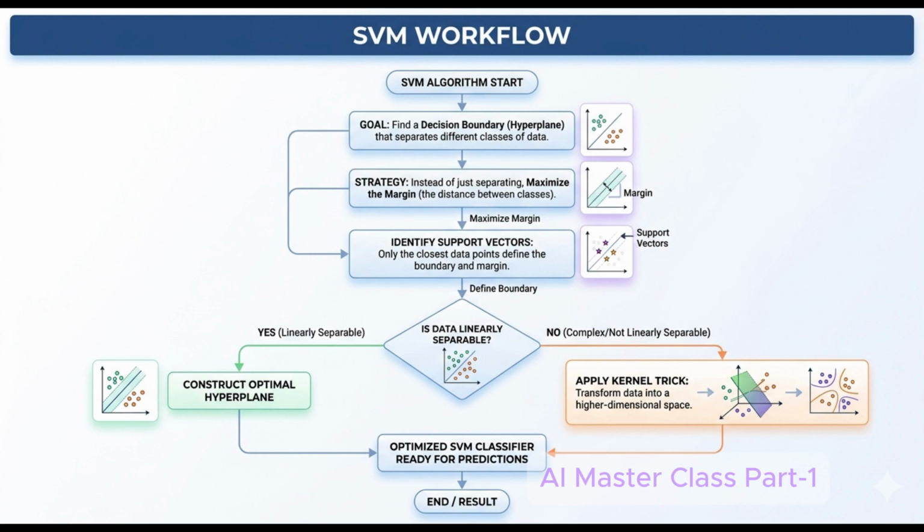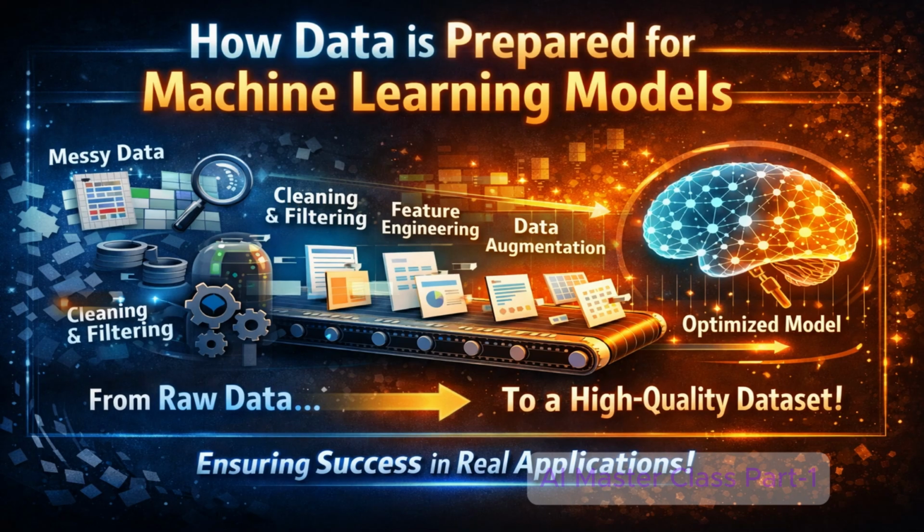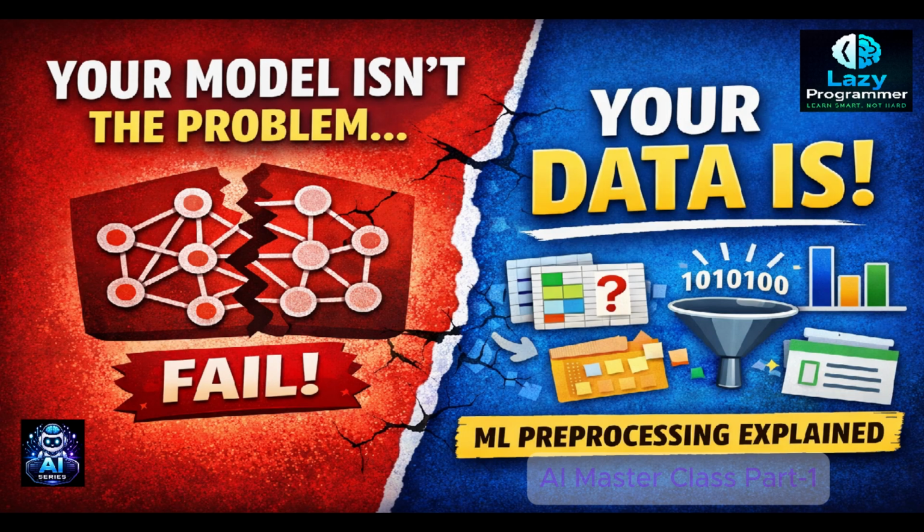Now, till this point, we have covered a wide range of algorithms, each one solving problems in a different way. But in real world scenarios, the model is only one part of the system. What actually matters is how the data is prepared before it even reaches the model, because even the best model will fail if the data is not handled properly. So, in the next part, we will focus on how data is processed and prepared.